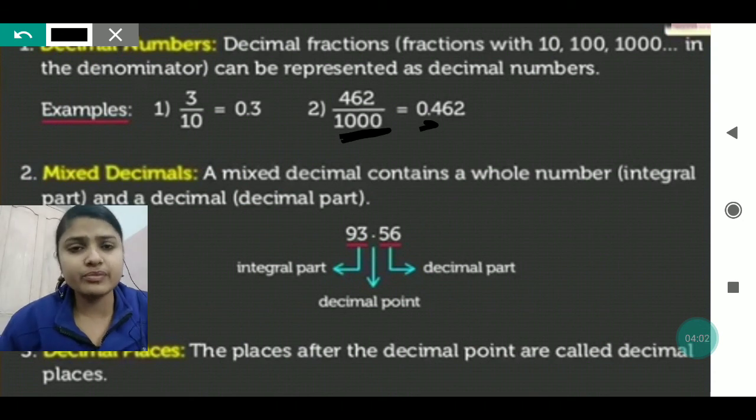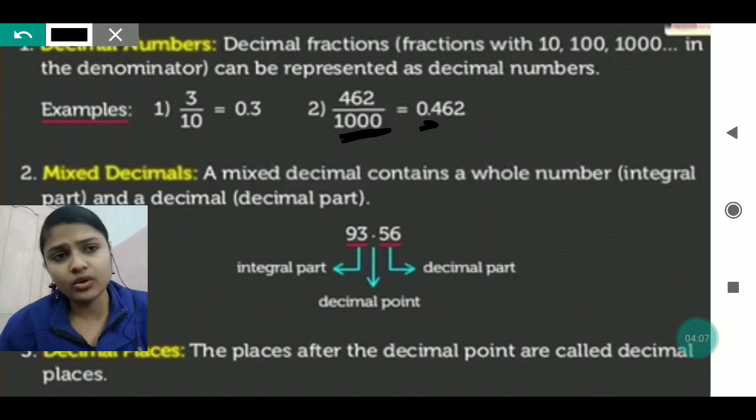In the same way, a mixed fraction is there. In that it is written that a mixed fraction contains a whole number, which is called the integral part, and a decimal part, which is called the decimal part also.